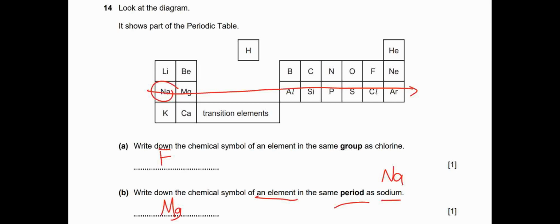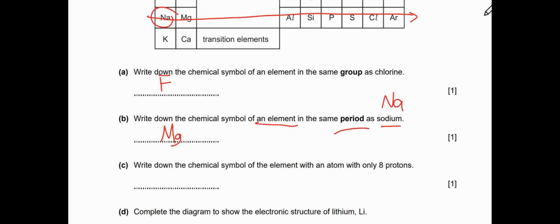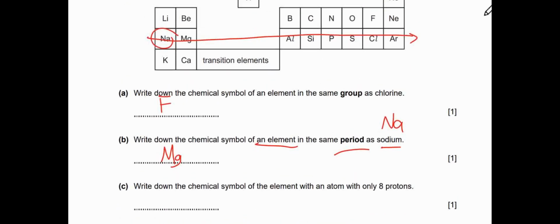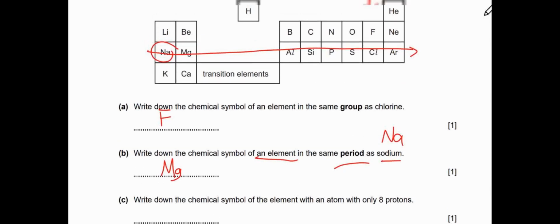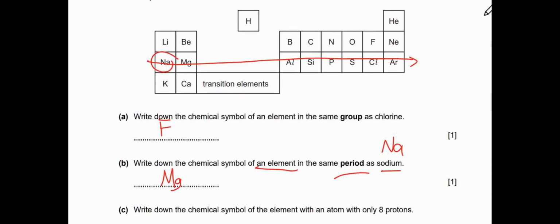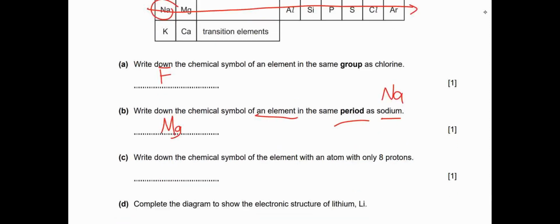Next, write down the chemical symbol of the element with an atom of only 8 protons. So 8 protons means the atomic number is 8. So 8 is 1, this is 2, this is 3, 4, 5, 6, 7, 8. So it will be oxygen. Oh, we answered question D.